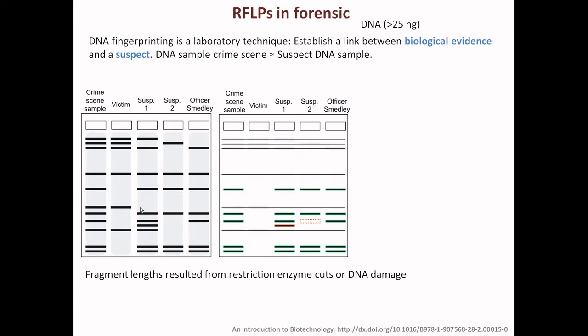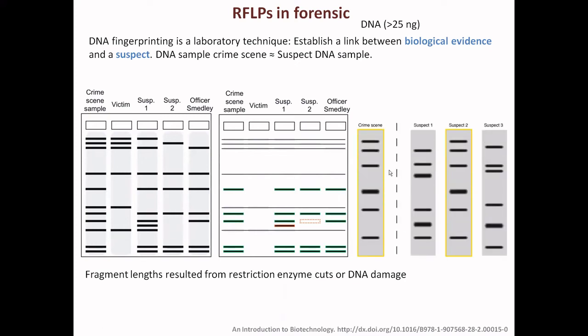And in suspect 1, we can see there is a band present here that is not present in the crime scene, so this person is not the criminal. But in suspect 2, all the bands present in suspect 2 are present in the crime scene and they do not represent the victim sample, so suspect 2 is the criminal.